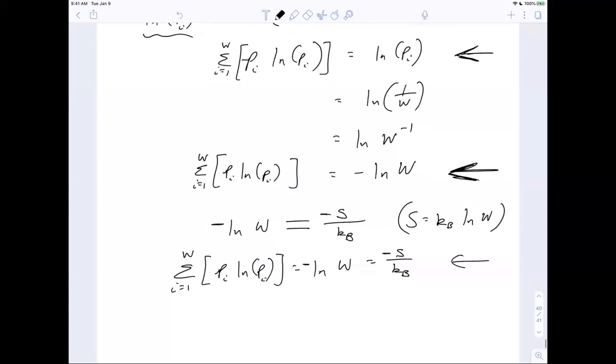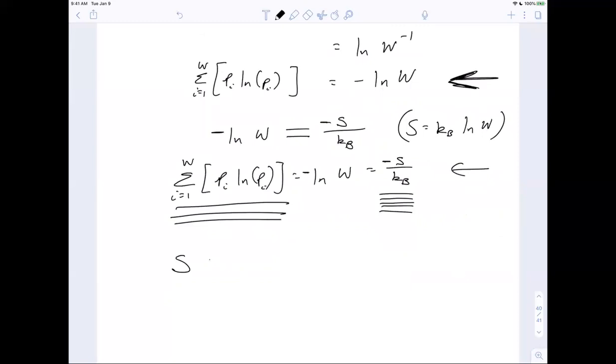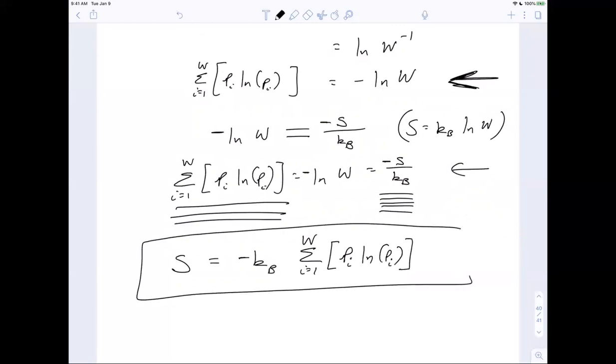All right, and so now what I'm going to do is just solve for S, because I have minus S over k_B here, and I have this expression over here, and all I have to do is solve for S. And what I get for S then is equal to minus k_B times the summation, i equals 1 to the number of microstates that are available, of the product of the probability of a microstate i times the natural log of that probability. And lo and behold, we have another expression now for what entropy is.